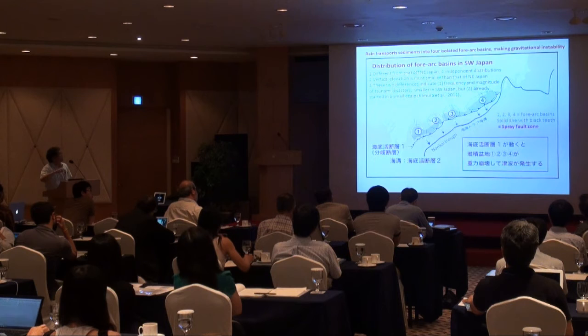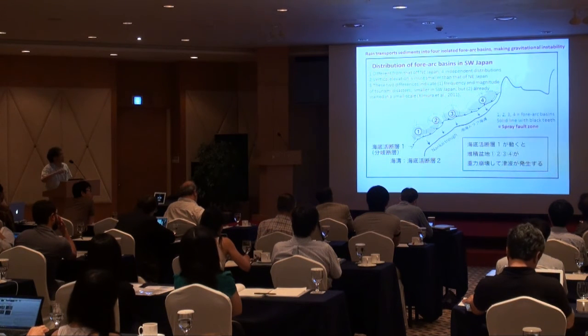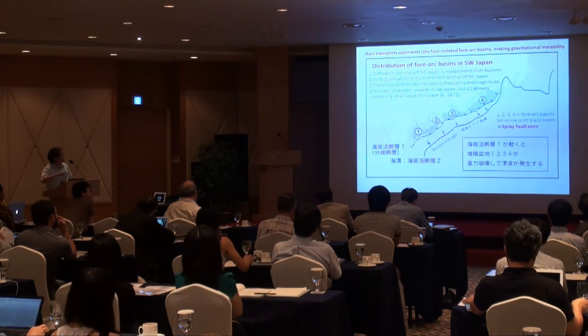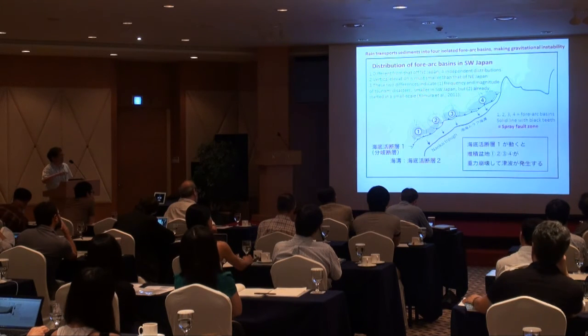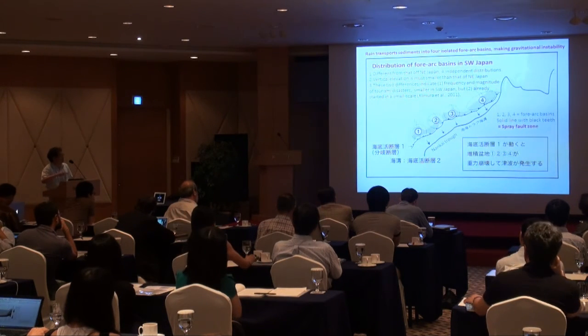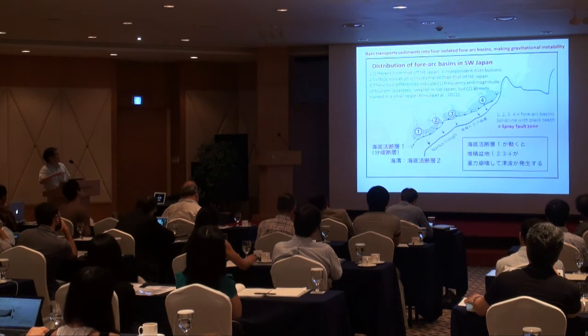So 1, 2, 3, 4 different basins and solid line with black piece. This is a distribution of splay fault zone. This is dangerous one. To stop sedimentary debris up to here to make 4 independent sedimentary basins called Kumano basin.